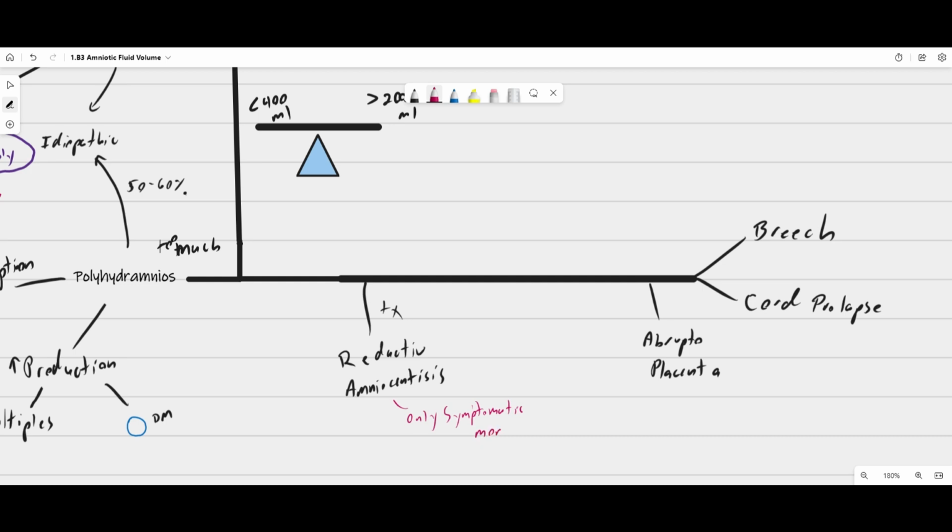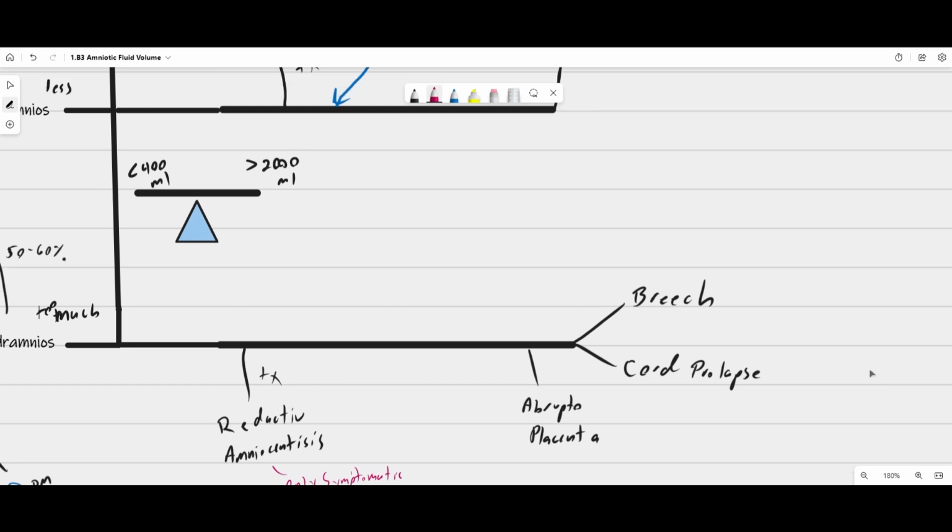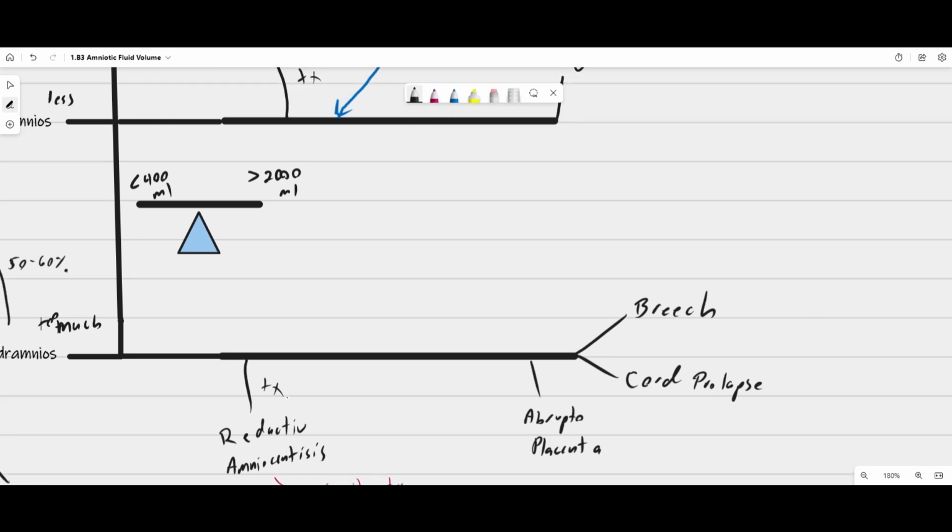So if there's polyhydramnios, but mom's not having any problems, any issues, complications, anything like that, we'll just deal with it. We don't need to address it because the risks of actually going in there and trying to do anything with it would be more than the benefit.